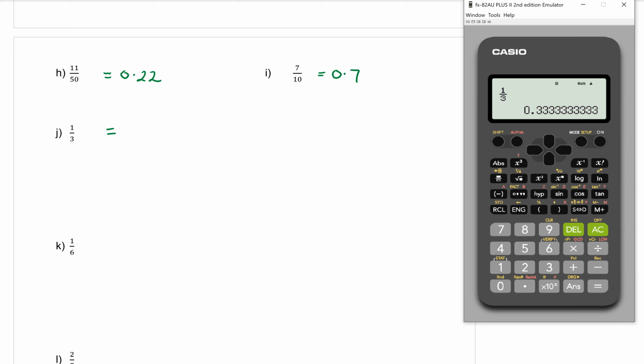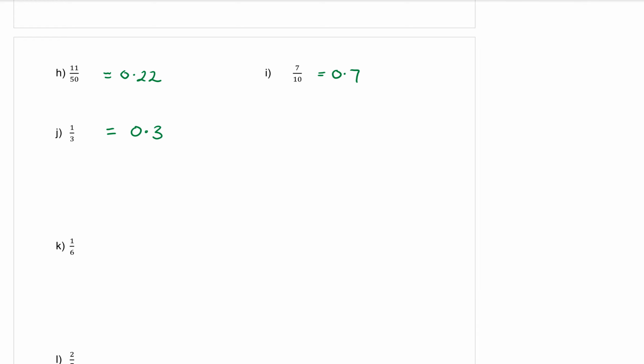So we know how to write that. 0.3, and the 3 is repeating, so we put a dot above it.